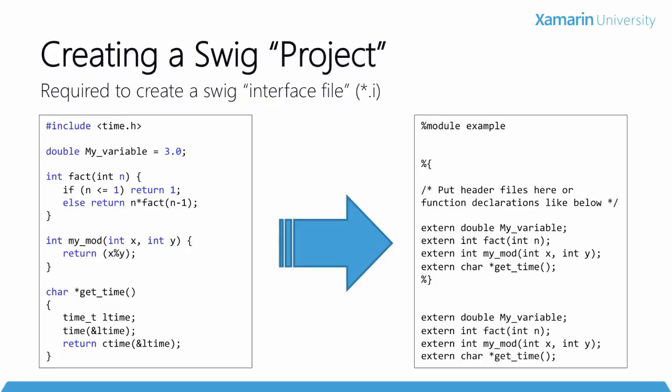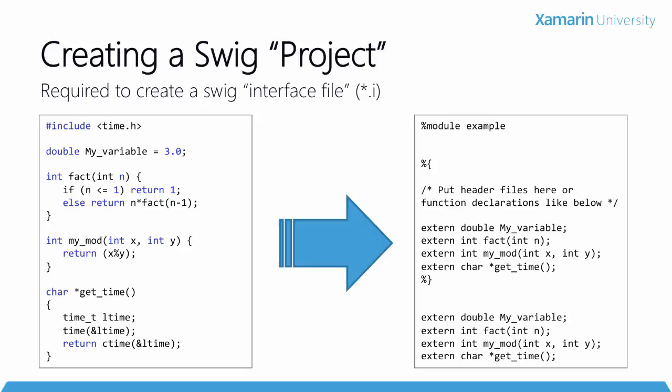Once we have Swig installed, we're going to create our Swig project. And for our binding today, we're going to create a very basic library to bind to. We're going to return a variable, calculate a factorial, calculate a modulus, and lastly, we're going to return the current date time. As our first step, we're going to create a Swig interface file.